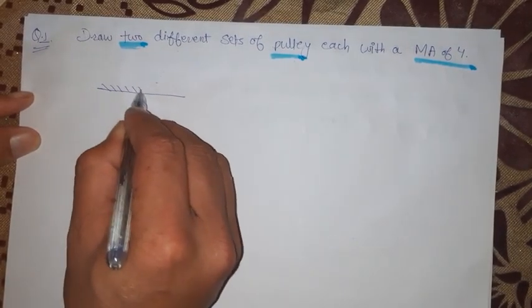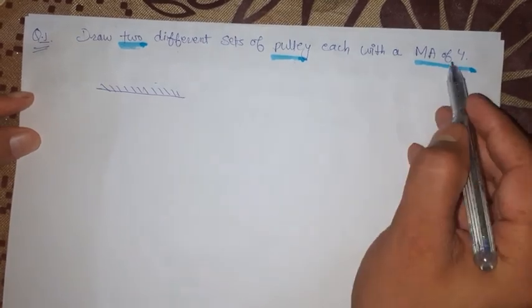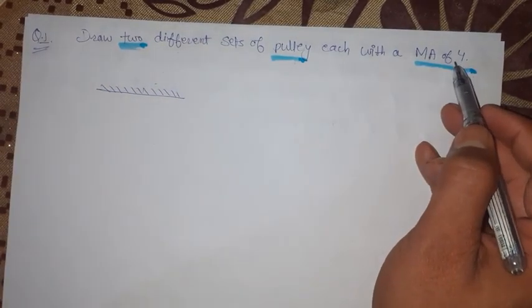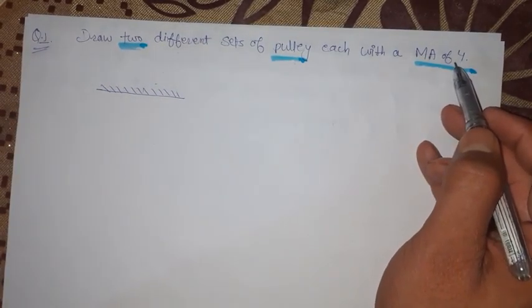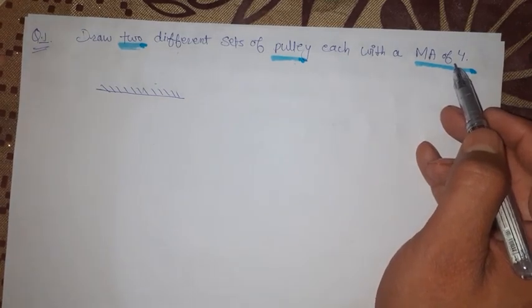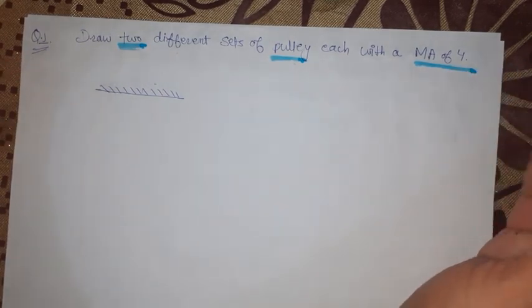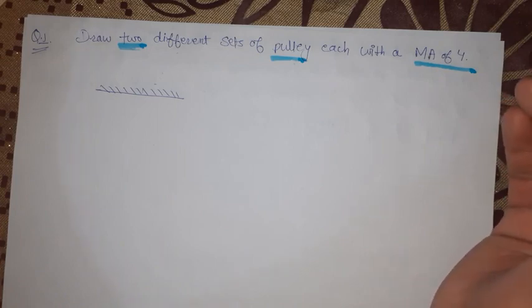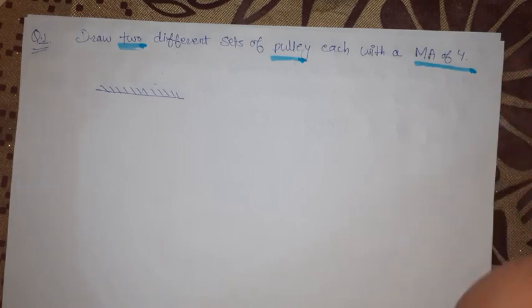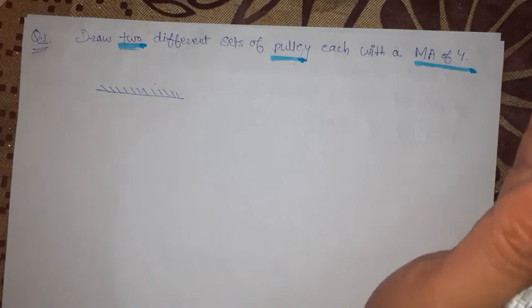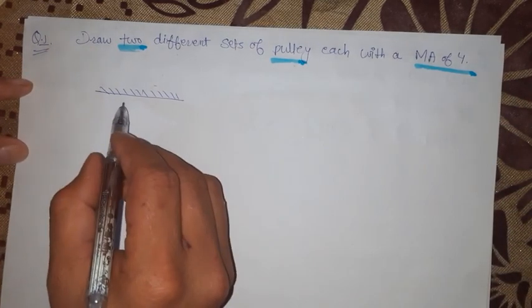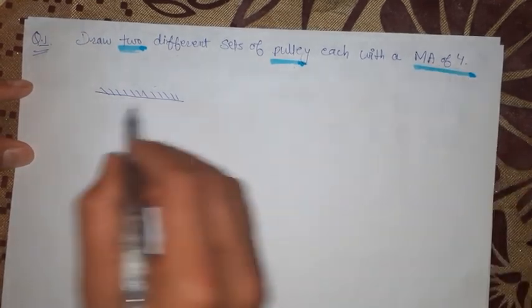This is the very first set that I am going to draw, as it has mechanical advantage 4. Therefore, student, it is a block and tackle, because a single fixed pulley and a single movable pulley have mechanical advantage 2, and above that it is a block and tackle system. Here the mechanical advantage is 4.